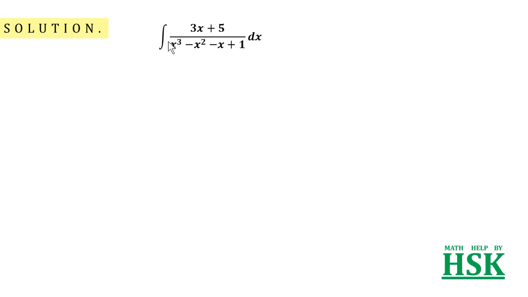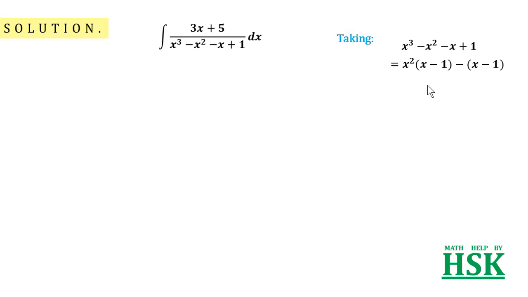Because the denominator is cubic, the best way out is to factorize the denominator if possible. If it is not possible, then we have to think of something else. So taking the cubic expression given in the denominator, I'm going to take x² common from the first two terms. So I'm going to get x² into (x − 1), and taking the minus sign common, I'm going to get (x − 1).